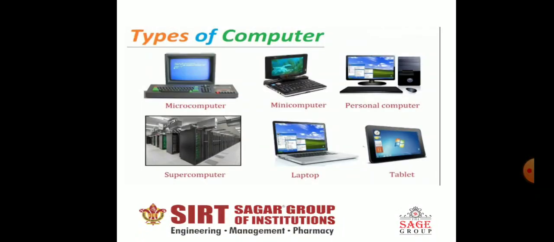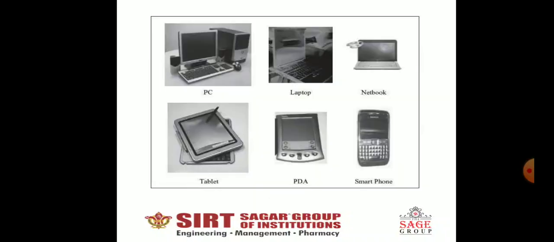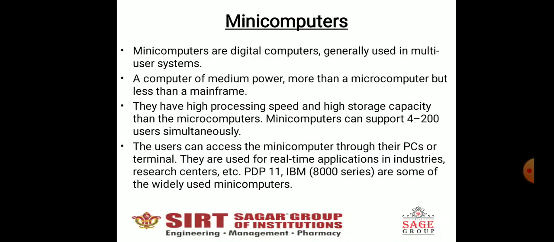A supercomputer is larger in size as compared to other computers. If I'm talking about microcomputers, they are low cost, single user computers. They consist of a CPU, input output devices, memory, and software. They are stand-alone machines. Examples of this type of computer are laptops, tablets, handheld computers, and smartphones. They all look like this. Now the minicomputer provides higher speed as compared to the microcomputer.